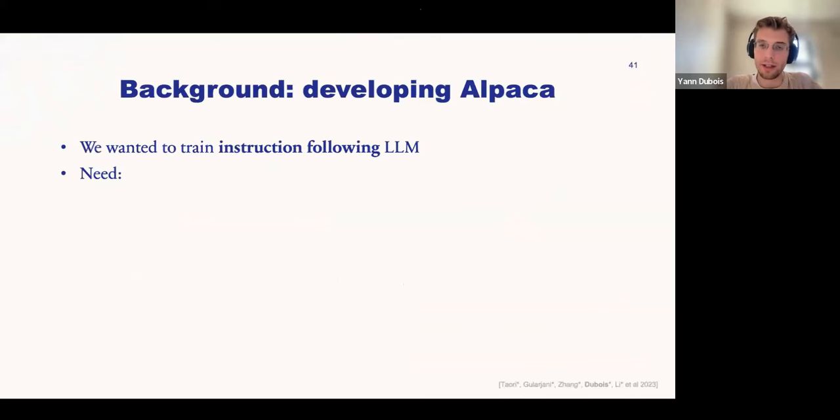Just to give you a little bit of background, we were developing at the time the model which ended up being called Alpaca. That was 2 years ago. That was an instruction following model. You can just think about it as some replication of ChatGPT, kind of very early on. We wanted to have a model, open source, that is somewhat similar to ChatGPT.